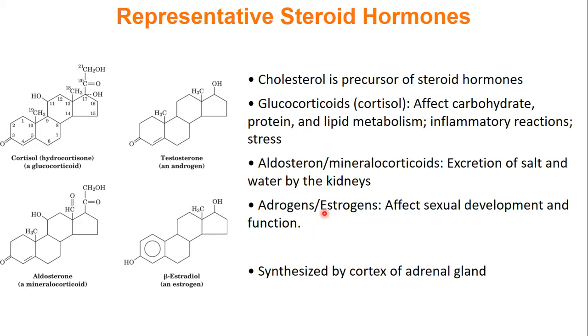You have your androgens and your estrogens, which are for sexual development, so testosterone and estrogen or estradiol are your most representative cases, and these are usually synthesized by the cortex of your adrenal gland. So you can see that your steroids can affect a lot of things in your body, a lot of different processes.